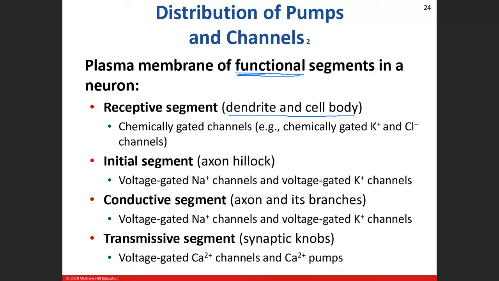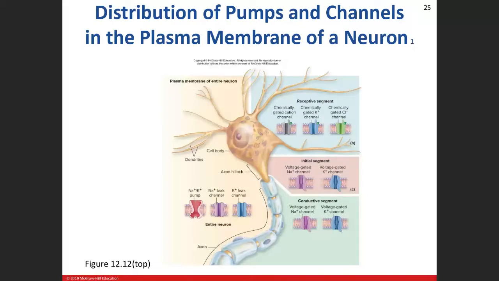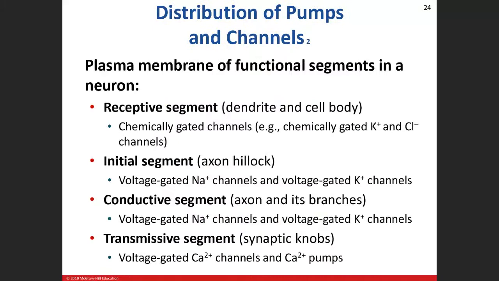On the receptive segment, we have chemically gated ion channels, in addition to these channels and pumps. Because remember, these are on the entire neuron. They're everywhere: the sodium-potassium ion pump and the sodium-potassium leak channels. But now we're going to the receptive segment. Here's the receptive segment right here, and it has chemically gated channels in addition to those other structures that I just told you about.